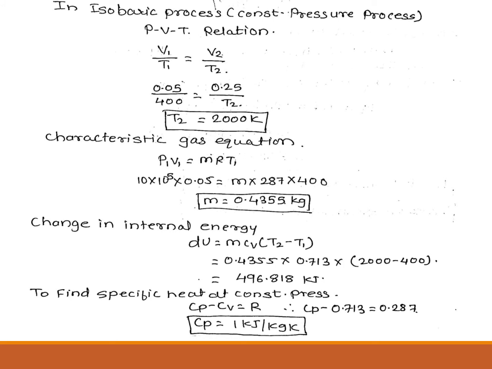Then find the specific heat at constant pressure. We know that Cp minus Cv is equal to R. So we have Cv and R. The values of Cv and R are put in this formula. So we get Cp. The value of Cp is equal to 1 kilojoule per kg Kelvin.